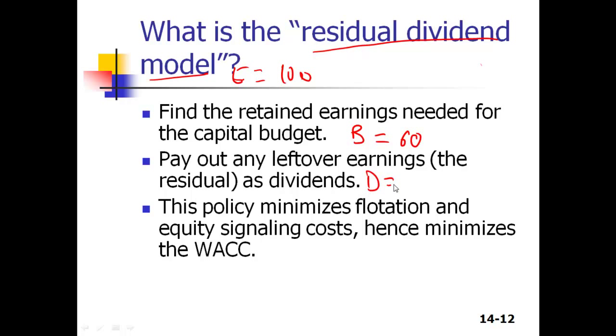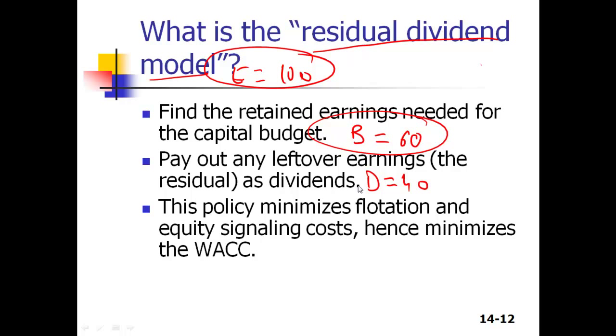So if your dividend is 40, what are you saying? You are saying, okay, I make money, that's my earnings. My first priority is to fund my projects. That's 60. The residue is 40. I pay my residue out as dividend. That policy of first doing my projects with my earnings and then paying the rest out as dividend is called a residual dividend policy. Does it all make sense now? Does this look like a logical policy?